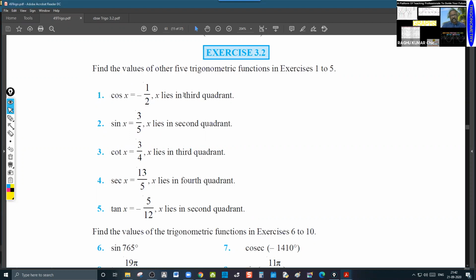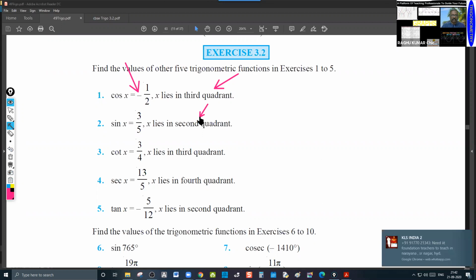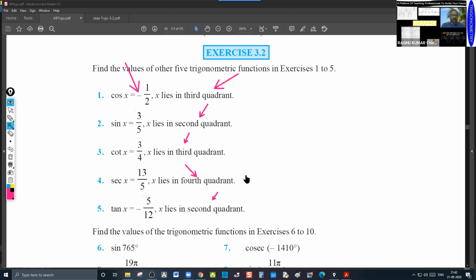If it is a first quadrant, you need not think anything about that. Construct a right angle triangle and find out the third side in every case. If you know the third side in every case, then you can write all the trigonometric ratios. But here, if you observe, there is minus here. And x lies in the third quadrant, he has given. Here, x lies in the second quadrant. Here, x lies in the third quadrant, fourth quadrant, second quadrant, like that. You can see here also you have minus there.